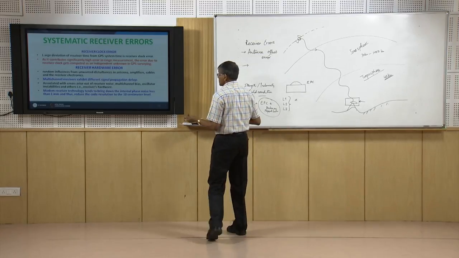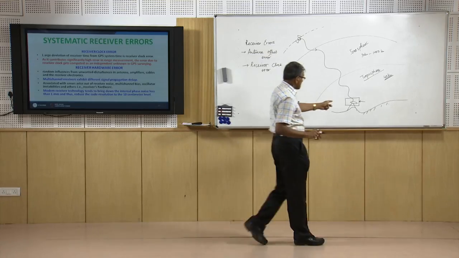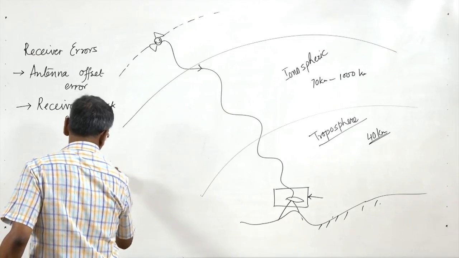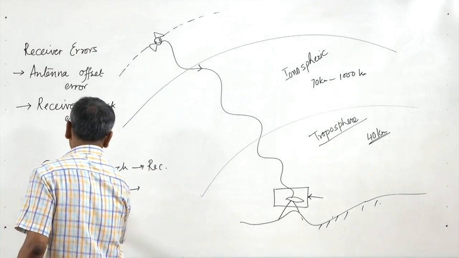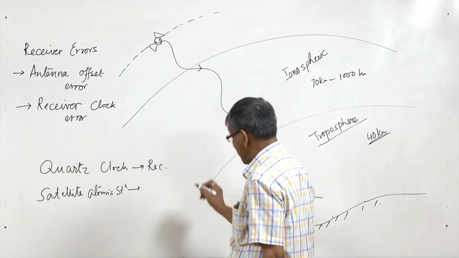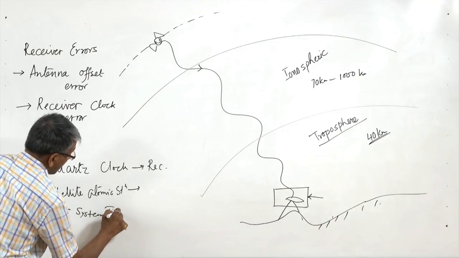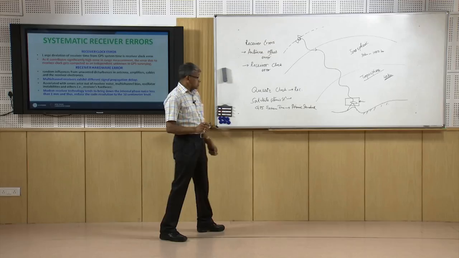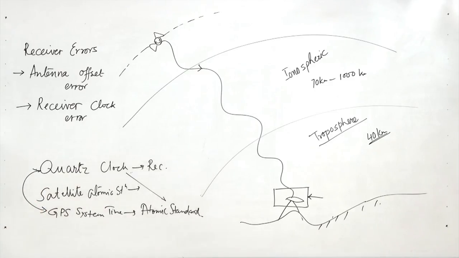Next one, which is the most important of all errors, that is the receiver clock error. As we know, the GPS receiver makes use of a quartz clock, whereas the satellite uses an atomic standard, and also the GPS system time is based on an atomic standard. So there is a large discrepancy between the quartz clock of the receiver and the GPS system time.